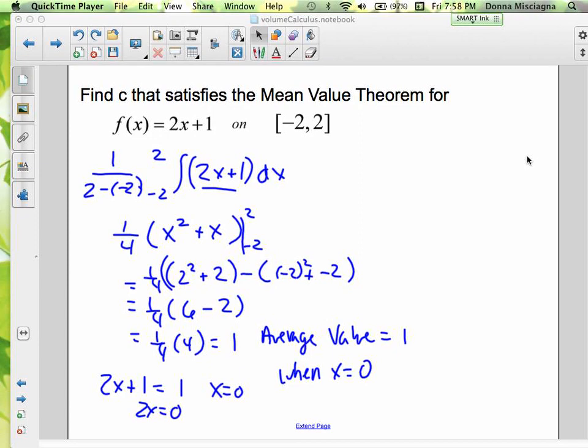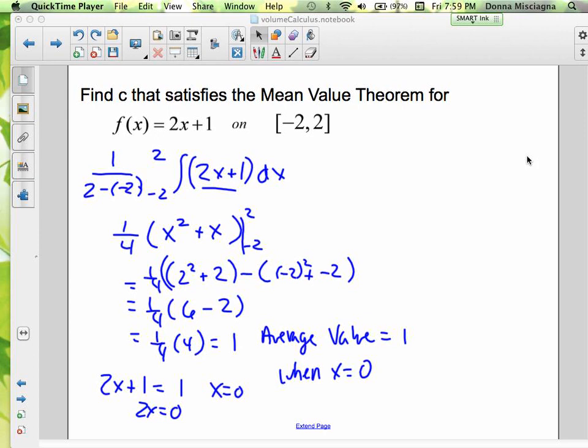So we have 1/4 of 2 squared plus 2. Then we plug in the negative 2 and we subtract, so we have minus negative 2 squared plus negative 2. All right, so 2 squared plus 2 is 6, and negative 2 squared would be 4, 4 minus 2 is 2, so we have minus 2. So 1/4 of 6 minus 2 would be 1/4 of 4, or 1. So the average value for this function on that interval is 1.